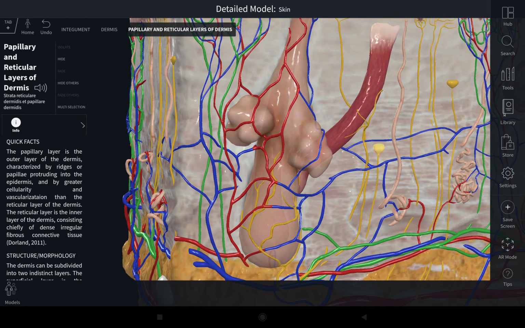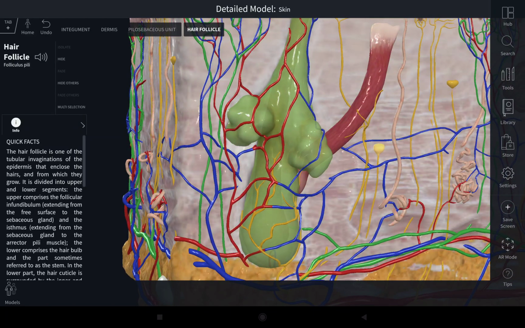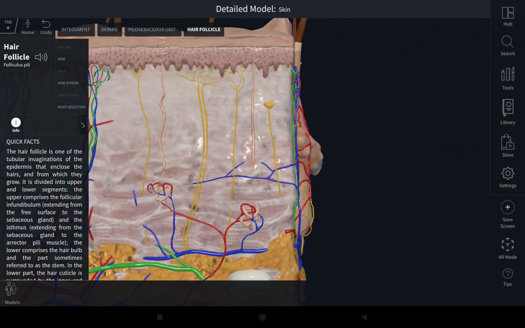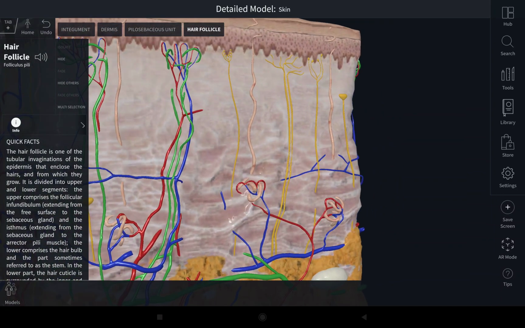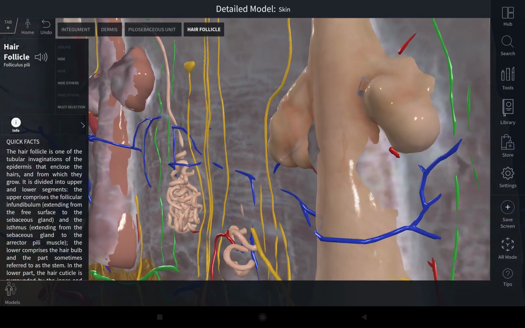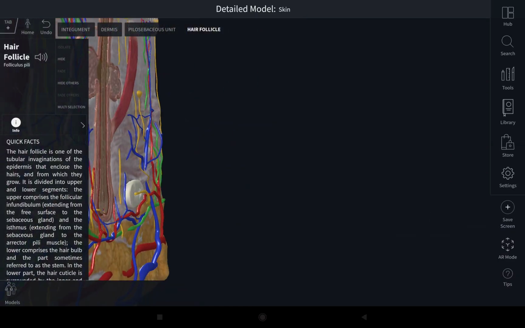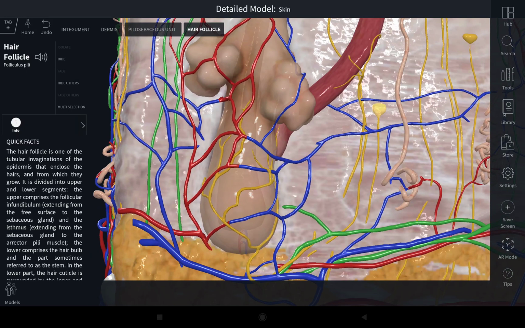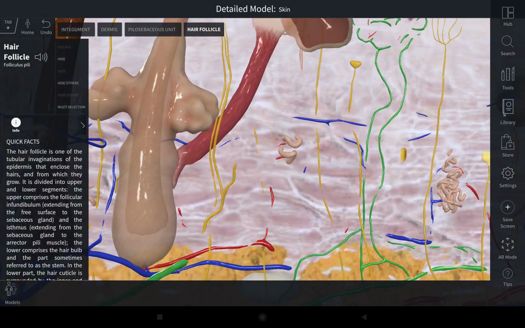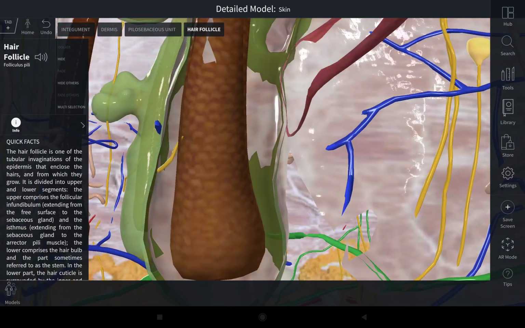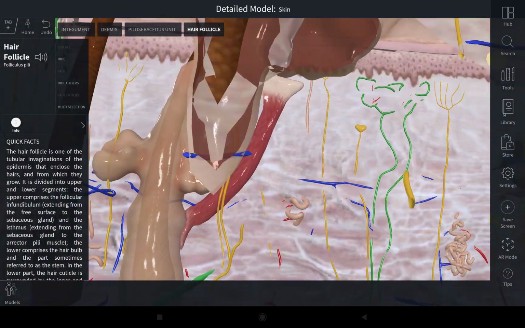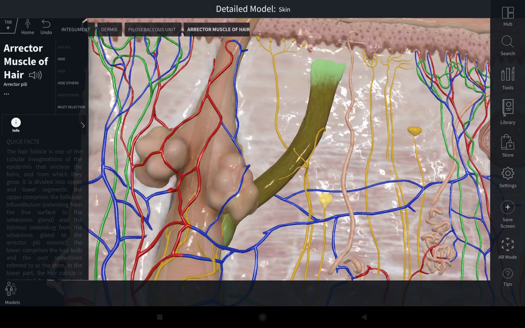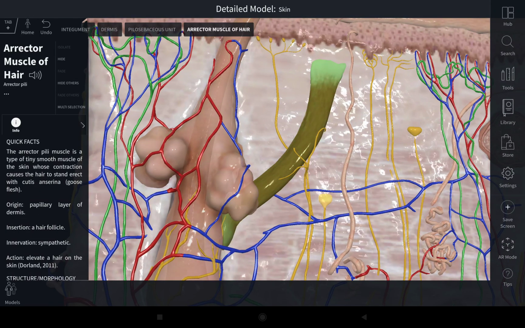As we see here is the hair follicle. Look very carefully. If we go inside the skin, this is the hair follicle. This muscle is the arrector muscle of hair.